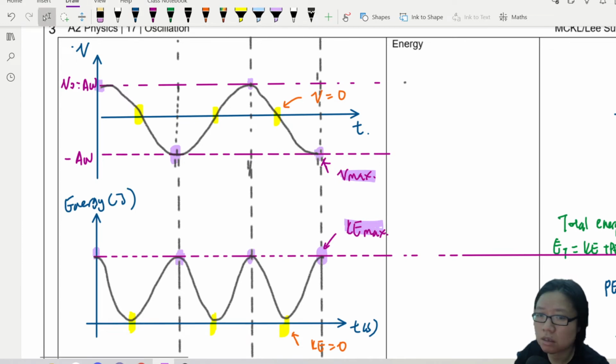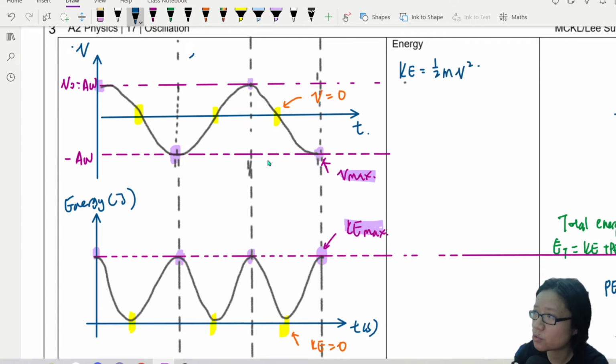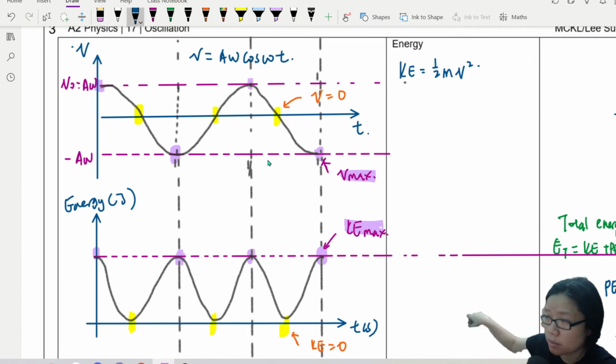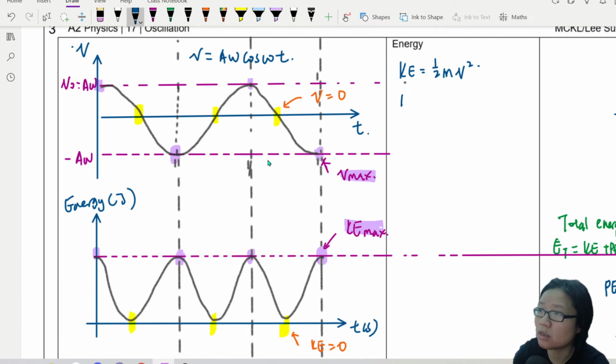something like this. I'm going to start with KE is half mv squared. But if you remember this equation, v is equal to A omega cos omega t. We derived this already. You go back and see, just drag the progress bar. Okay. So from here, you will have KE is equal to half m A omega cos omega t squared.